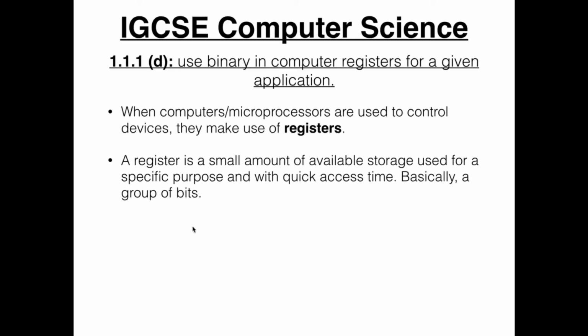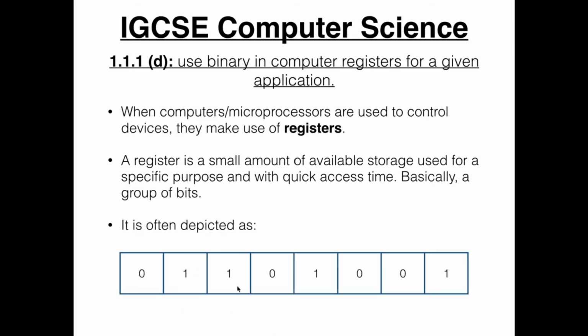If you remember binary from the last video, data is stored using bits, bytes, kilobytes, megabytes, and so on. Remember that it's all a bunch of ones or zeros, a bunch of bits. So a register is basically a group of bits. It's often depicted as something like this. So we'll look into it right now.